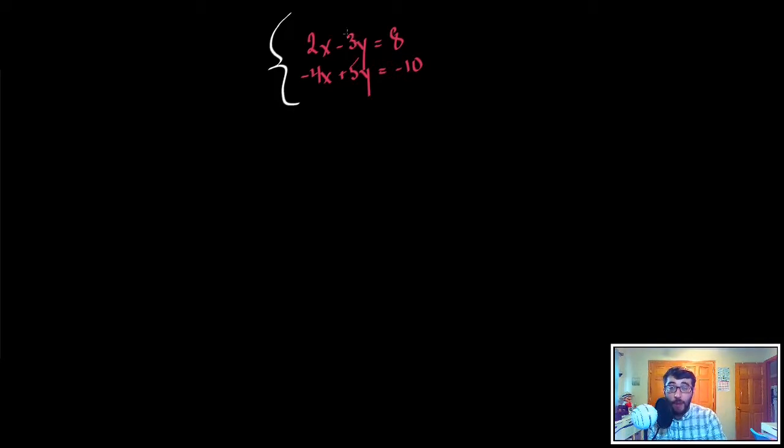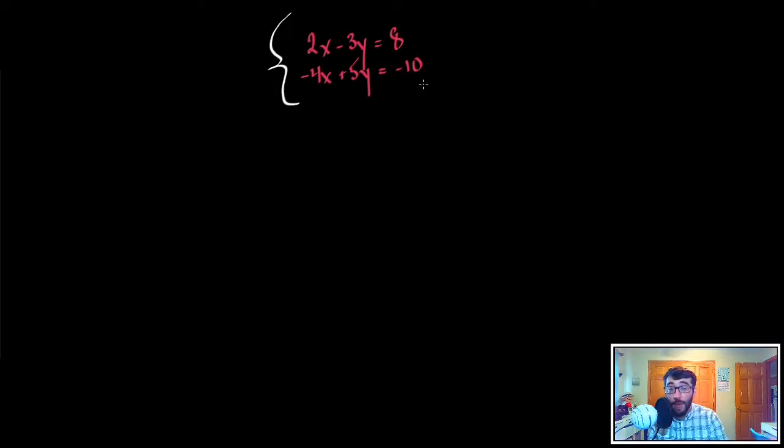If I'm looking at y, the coefficients are 3 and 5. Well, I'm ignoring the negatives, 3 and 5. And the least common multiple between 3 and 5 is 15, okay? Now, neither of these are 15, so I'd have to multiply both equations. If I wanted this to become 15, I'd have to multiply all this by 5. And if I wanted this 5 to become 15, I'd need to multiply all this by 3. So I'd have to multiply both equations.